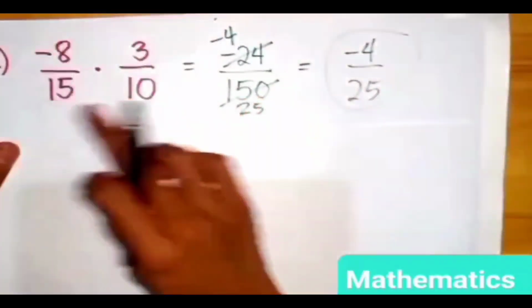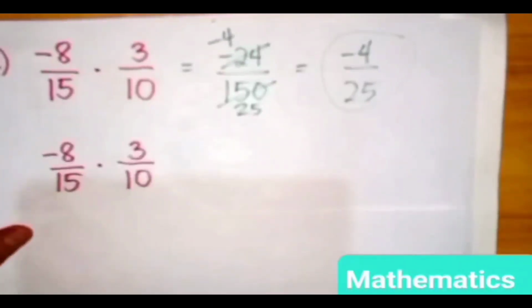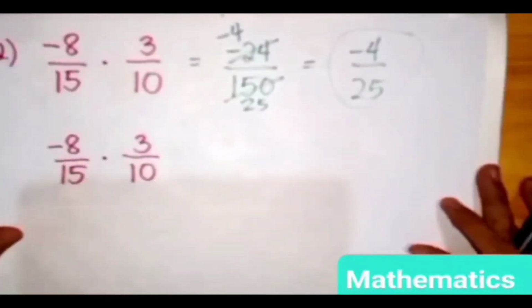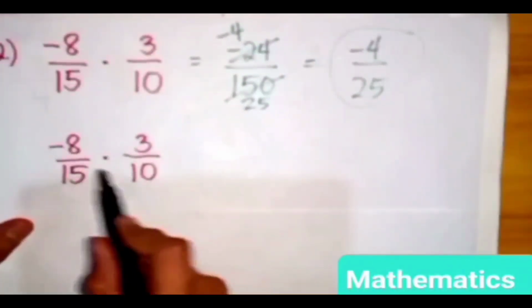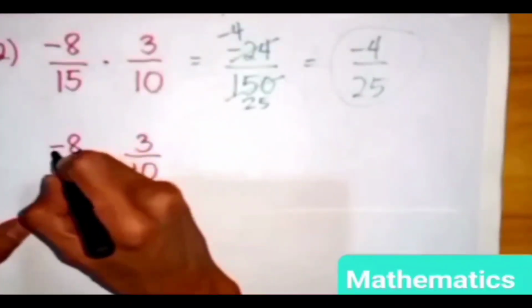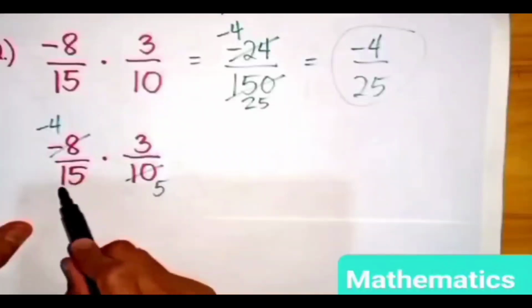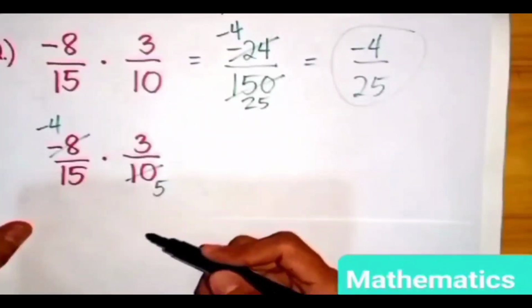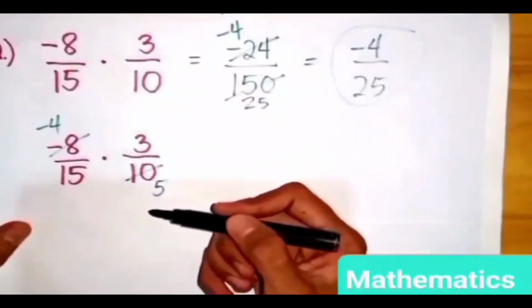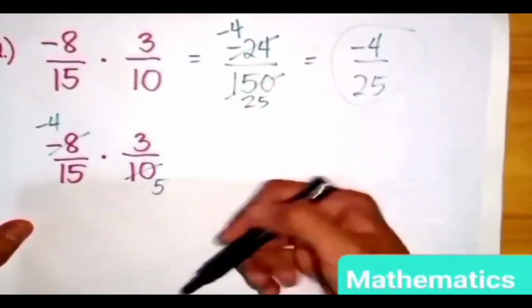Pwede rin namang dun pa lang sa ating fractions, ay mag-cancel out common factors na tayo. So we have negative 8 over 15 times 3 tenths. Alin ba dyan ang may pwedeng common factors na pwedeng cancel out? So let's have negative 8 and 10. So we divide these two numbers by the GCF, which is 2. Negative 8 divided by 2 is negative 4. 10 divided by 2, that's 5. Next, 3 and 15. Or baka isipin nyo itong 5 and 15 may common factor din naman, but hindi natin pwedeng cancel. So ang pag-cancel lamang ay dapat nasa taas yung isa, sa baba naman yung isa. Numerator yung isa, denominator yung isa. Para pwedeng i-divide sila at mag-cancel out.